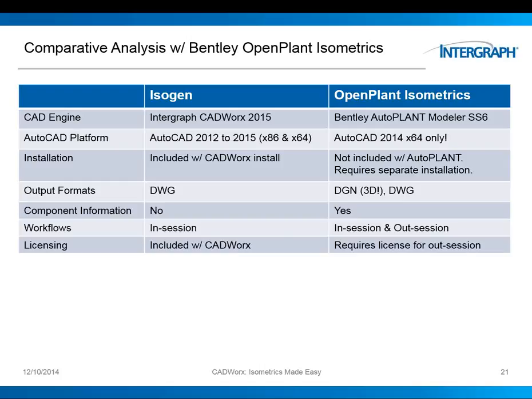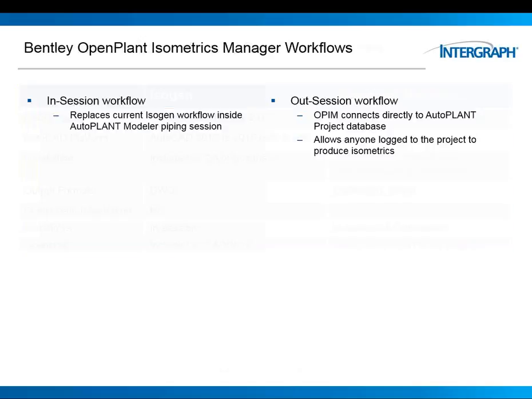For the workflows for Isogen, we have an in-session workflow. That means we can generate the isometric while inside CADWorx. OPIM, you can generate it inside the AutoPlan or outside AutoPlan. So it's either in session or out session. CADWorx, Isogen is included as part of the licensing for CADWorx. OPIM, although it's included, if you opt to use the out session process, it requires a separate license. Okay.